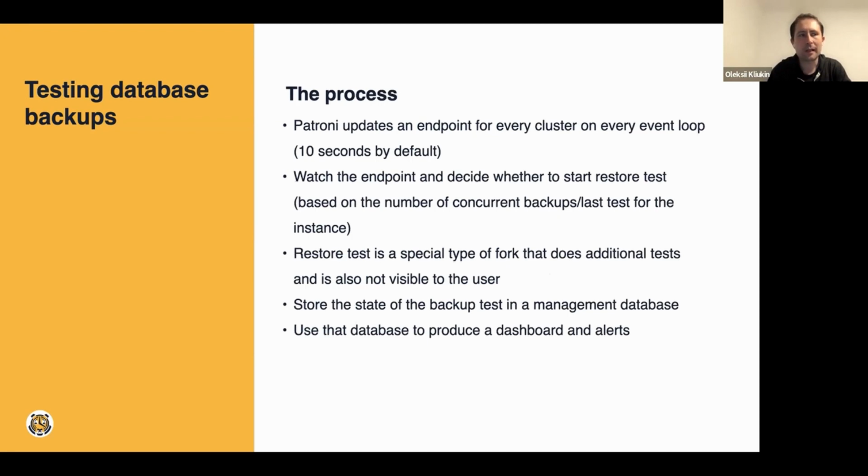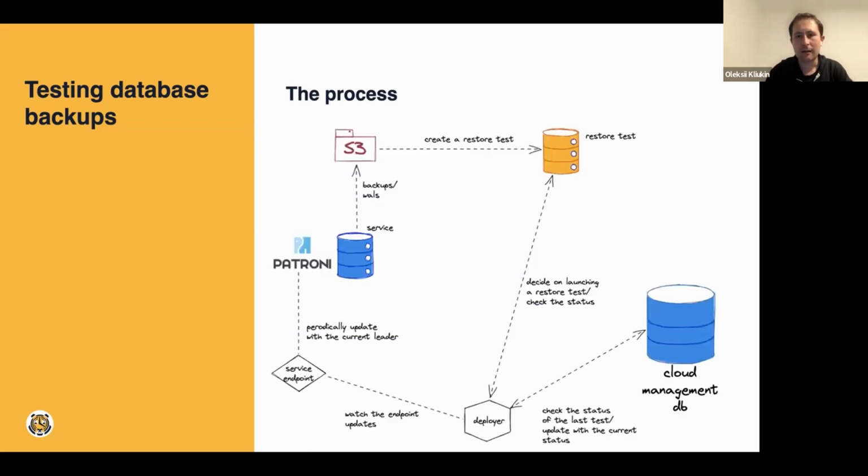So we use the fact that Patroni updates the endpoints every event loop to update the leader information. And we watch in Kubernetes for the endpoint. And upon watching for the endpoint, we look at this cluster and see if the backup test has been made recently, and if we already have a certain amount of backup tests running. And if this service is eligible for a backup test, and we still have spare workers, we basically create what we call a restore test, a special type of fork that is not available to the user. We don't create a service for it. The user cannot connect to it, but it also runs some additional tests on top of just restoring a fork. As I described, for instance, it runs pg_dump. And the deployer service connects to the restore tests.